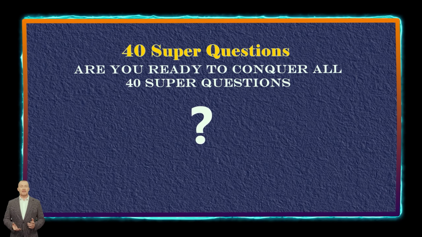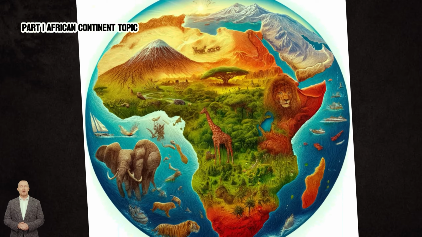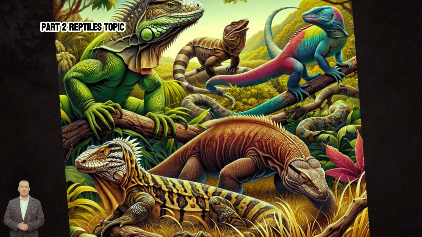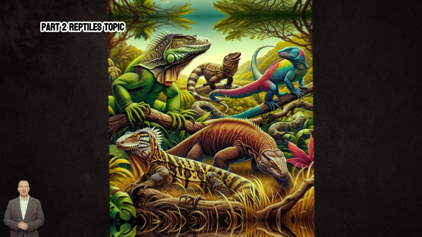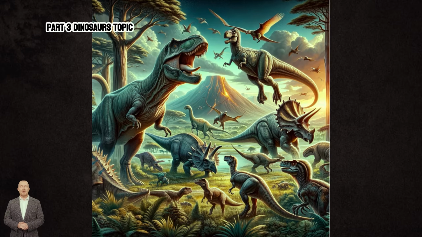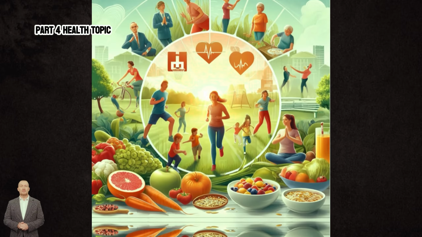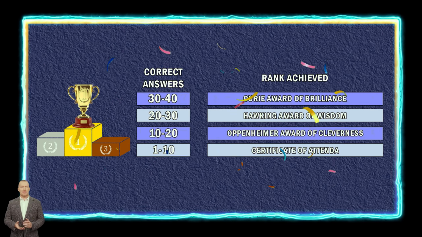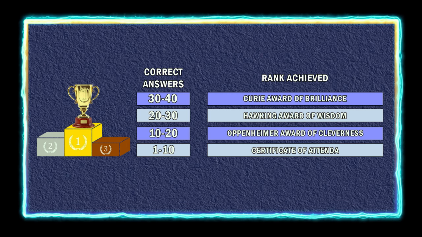We have four topics as follows. Part one, African continent topic. Part two, reptiles topic. Part three, dinosaurs topic. Part four, health topic. One topic will have 10 questions. Are you ready to defeat all 40 of our questions? Finally, remember to check your ranking and let us know what rank you achieved. Let's go.